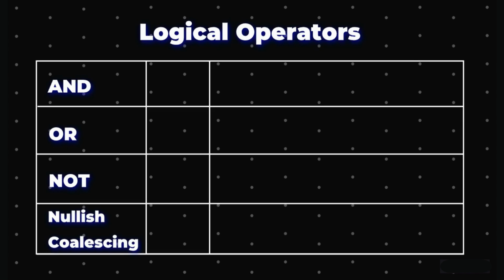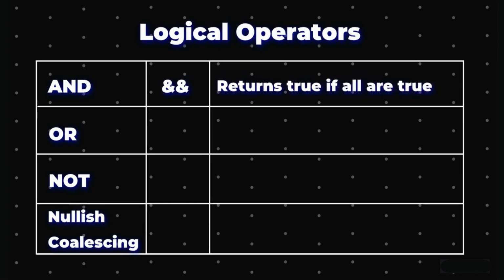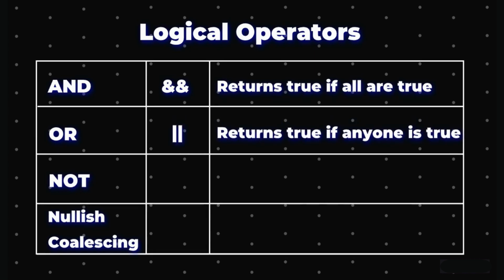The AND operator is written like this. It returns true only if all conditions are true. This symbol is used for the OR operator. It returns true if any one condition is true. The NOT operator simply reverses a Boolean value. True becomes false, and false becomes true.